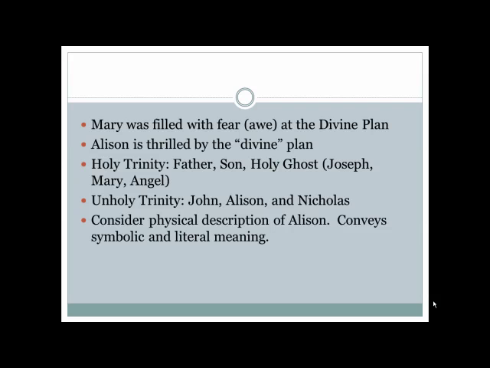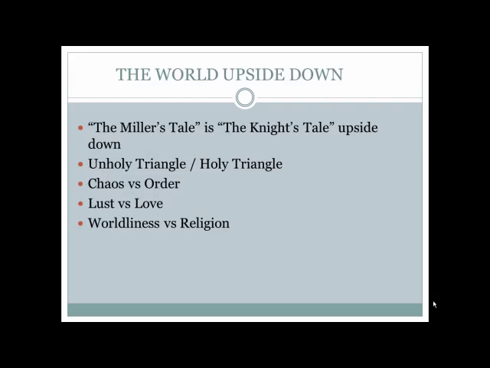Within the Virgin Mary story, we have the Father, the Son, the Holy Ghost. You can also look at Joseph, Mary, and the angel Gabriel. And here we have the unholy trinity of John, Allison, and Nicholas. And also, if you start to consider the physical description of Allison, you'll see some symbolic and literal meaning as well.